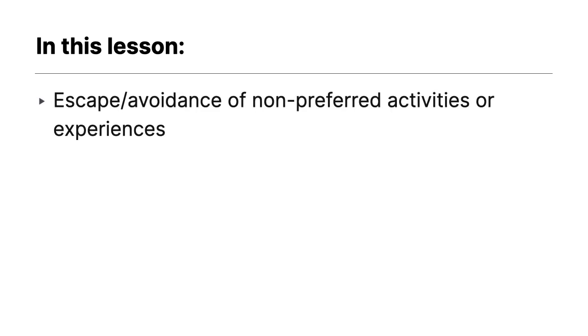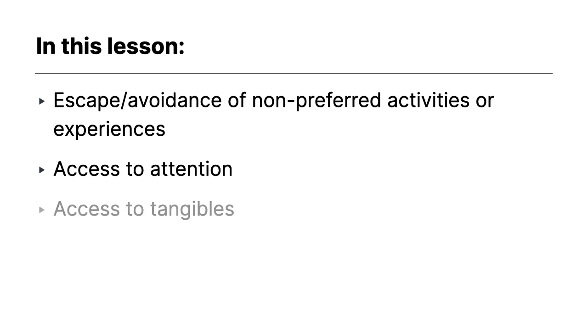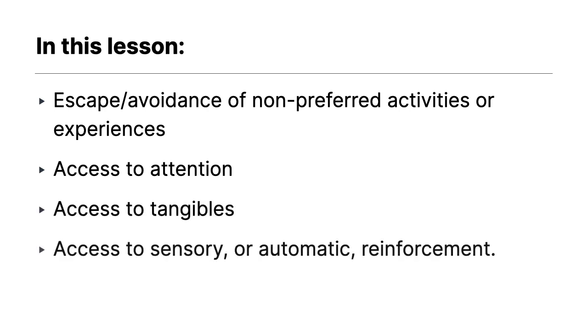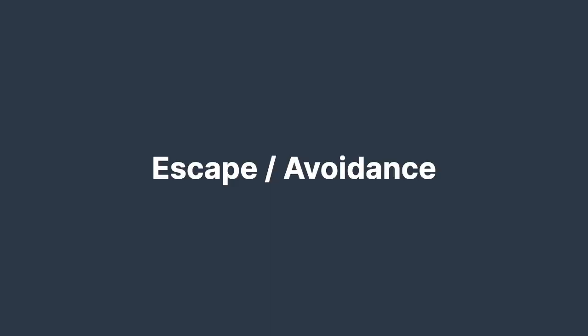During this lesson, we will learn the four main types of reinforcement that students can access through their behavior: escape, avoidance of non-preferred activities or experiences, access to attention, access to tangibles, and access to sensory or automatic reinforcement. Let's talk about behaviors maintained by escape and avoidance of non-preferred activities and experiences.